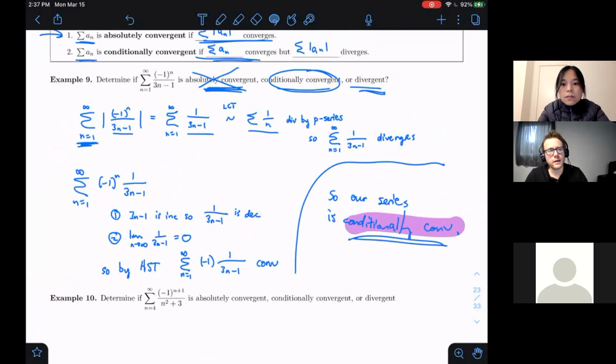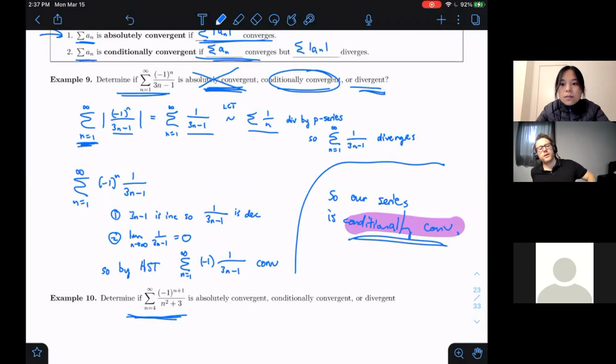Absolutely convergent is a stronger condition than conditionally convergent. And so it will approach 0 faster. Here we've seen that this one right here is conditionally convergent. And I would like to be able to show that this bit down here is absolutely convergent.